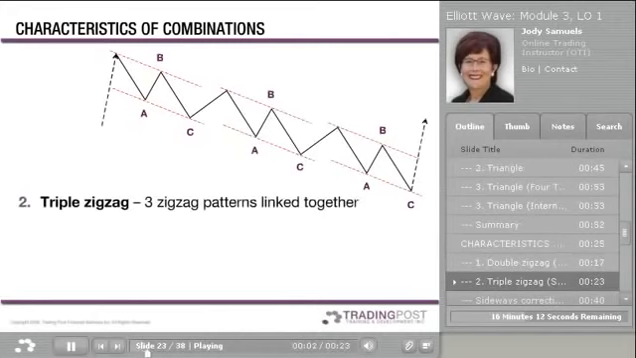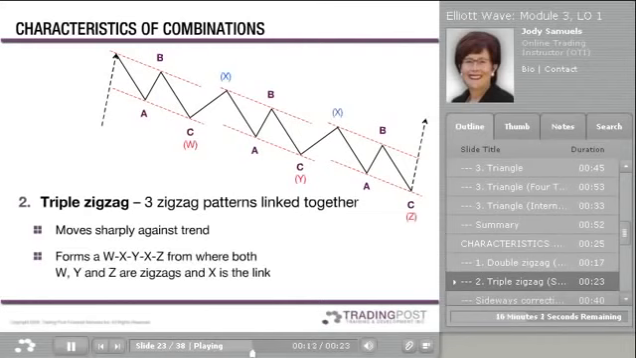The triple zigzag also moves sharply against the trend. It is three zigzag patterns linked together. It forms a WXYXZ form, where W, Y, and Z are zigzags and X is the link.